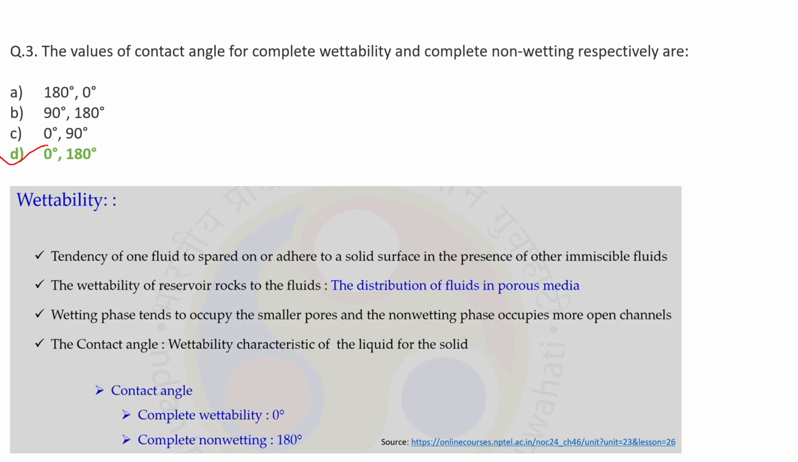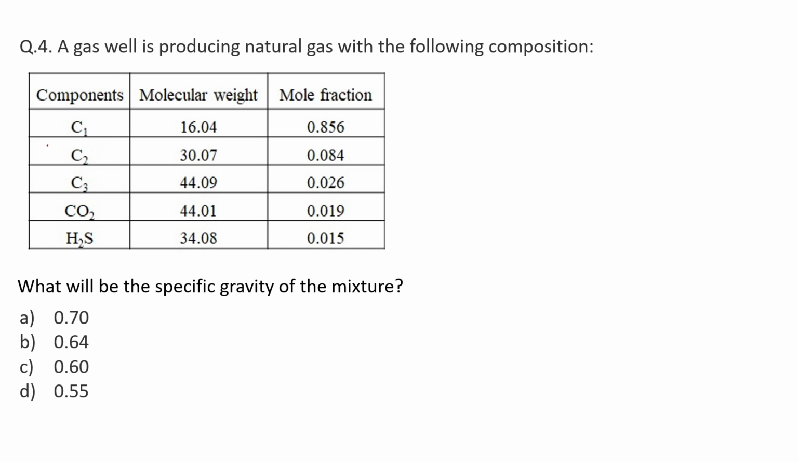So the next question is: a gas well is producing natural gas with the following composition. The components present in the gas well are C1, C2, C3, CO2 and H2S. Their molecular weights are given, and the mole fraction with which they are present is also given. So we have to find out the gas specific gravity of the mixture.